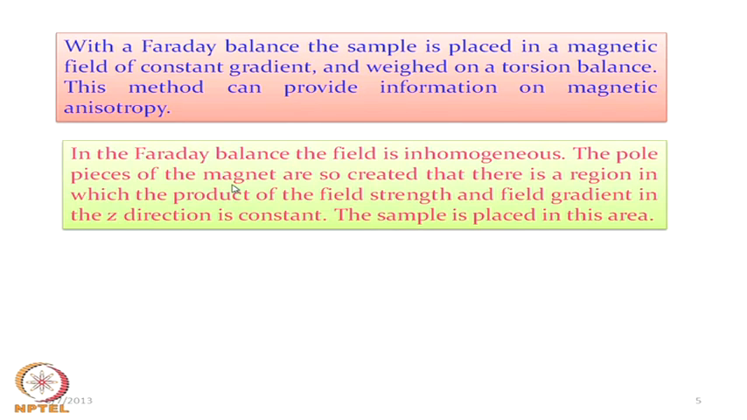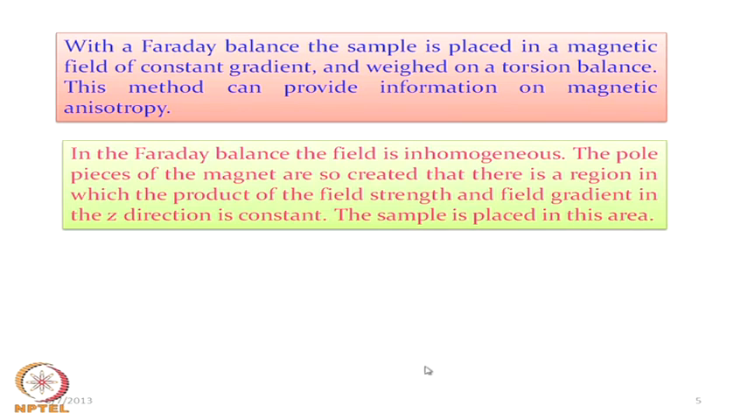The pole pieces here in case of this Faraday balance are so created that there is a region in which the product of the field strength and the field gradient in the z direction is constant. That means, on the upward direction we are not changing the corresponding product of field strength and field gradient. That means, with the change in the distance from the center of the magnet, this particular product in the z direction is not changing, and the sample is basically placed in that area only.